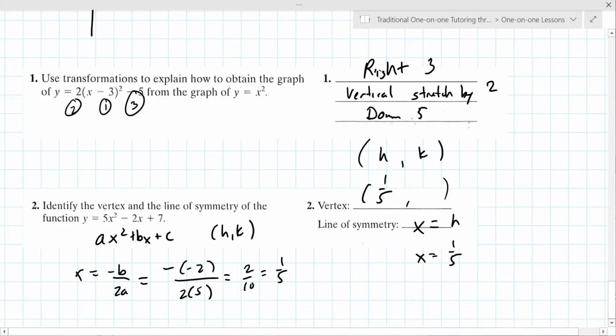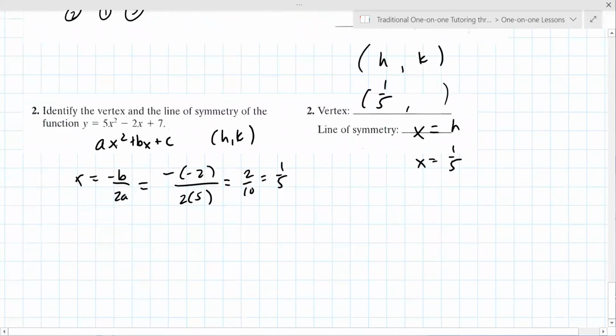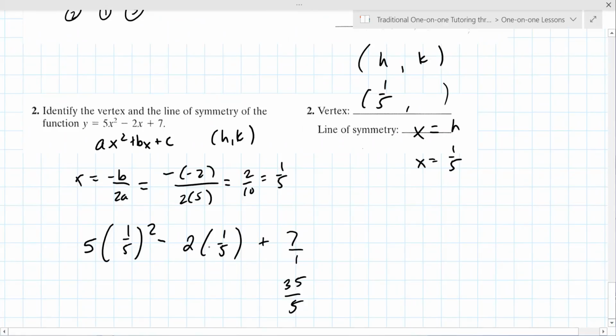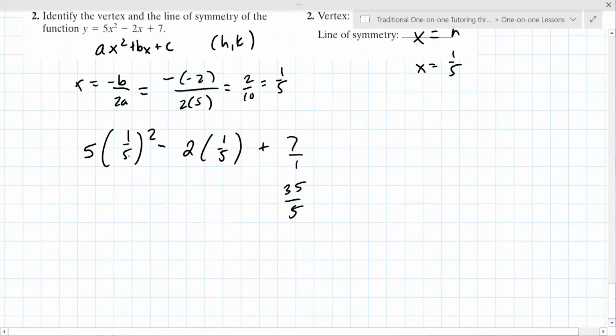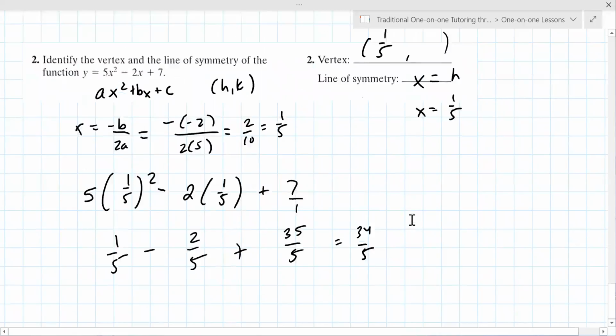So to find the y value, unfortunately, you have to put 1/5 back into this. So it's 5 times 1/5 squared minus 2 times 1/5 plus 7. We might want to change 7 to 35 over 5 because we're going to probably combine it with some other stuff here. So this is 1 over 25 when you square it. 1/25 times 5 becomes 1/5 minus 2/5 plus 35/5. So this is negative 1/5 plus 35/5. So it's 34 over 5 as your y value.